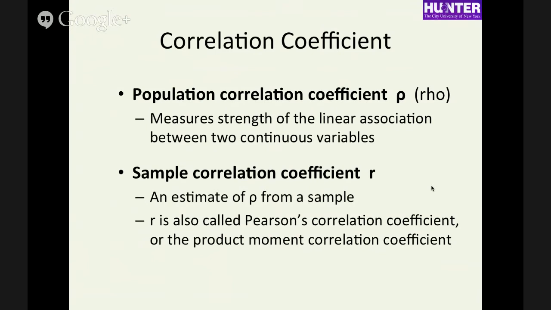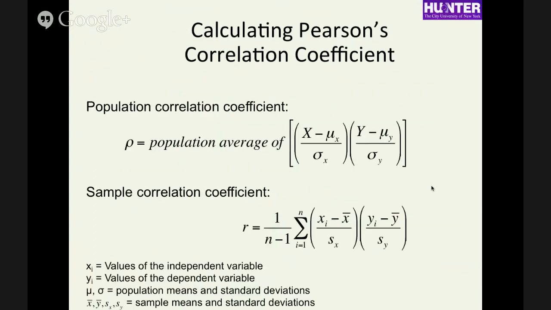And this is sometimes just called the correlation coefficient. More precisely, it's Pearson's correlation coefficient. There are a few different correlation coefficients that can be used. The one we're talking about today is Pearson's correlation. What is it?